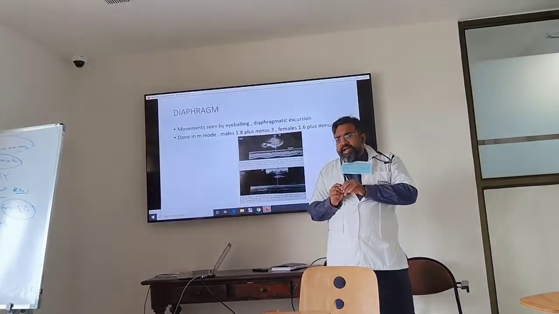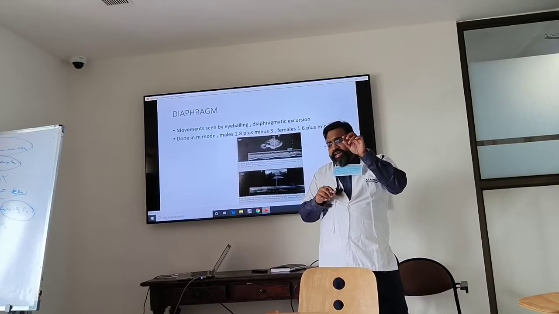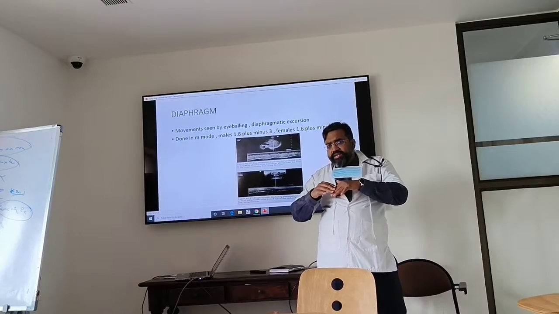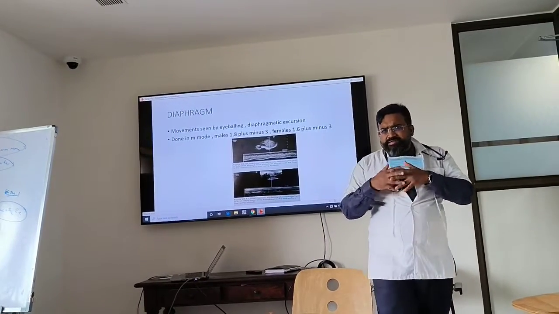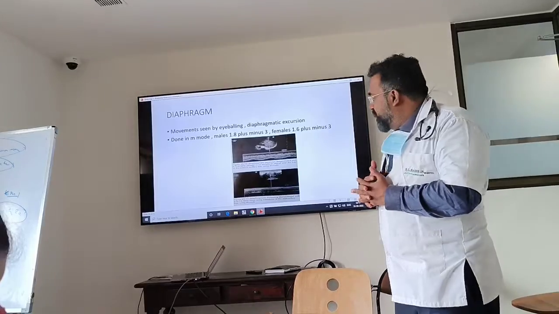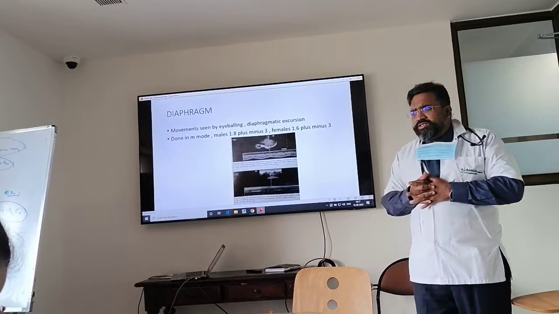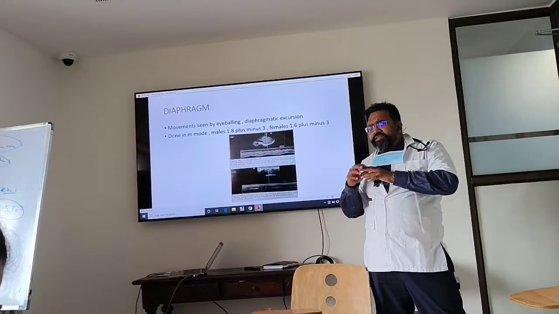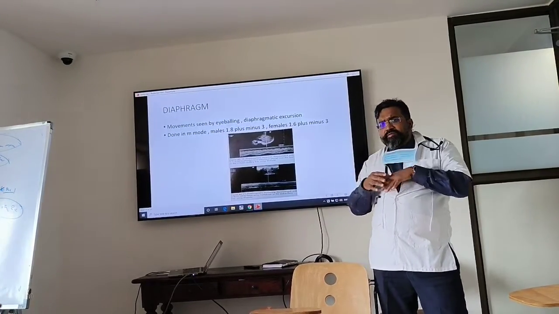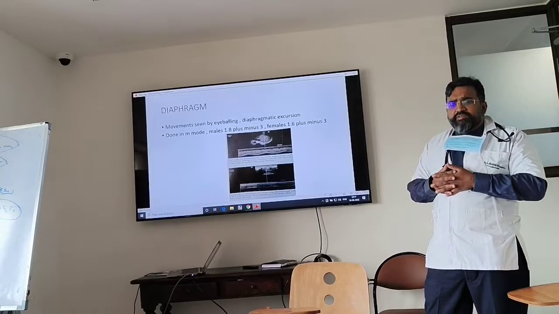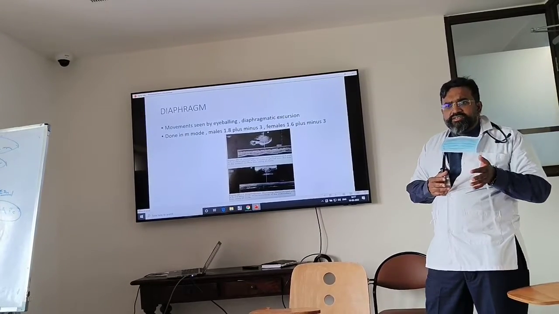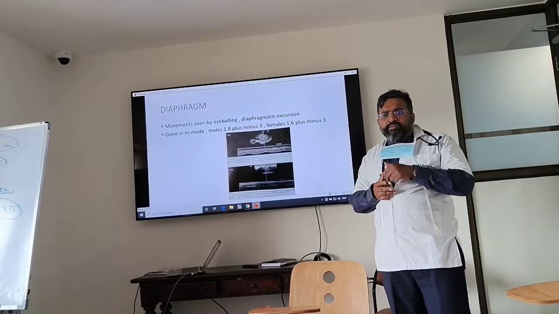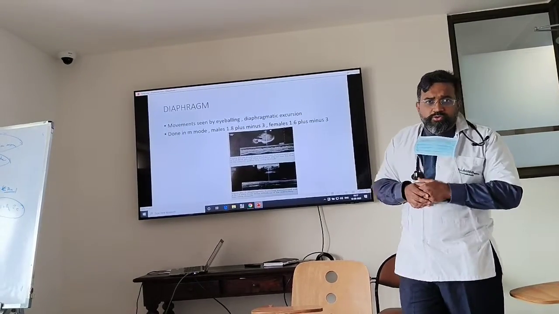So diaphragmatic thickness at inspiration minus diaphragmatic thickness at expiration divided by the diaphragmatic thickness at expiration is the DTP. It's called diaphragmatic thickness percentage. Clear on this? If this value is less than 30%, it basically indicates that the thickening of the diaphragm is not taking place. That means contraction is not good.